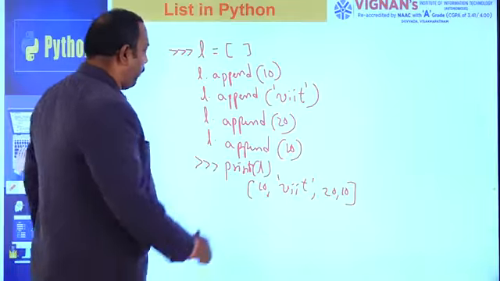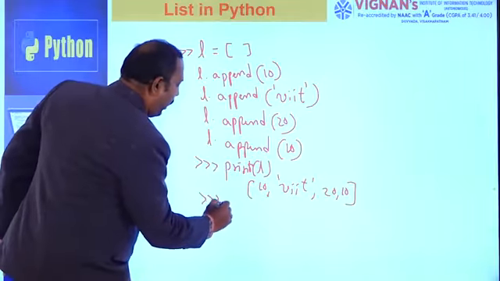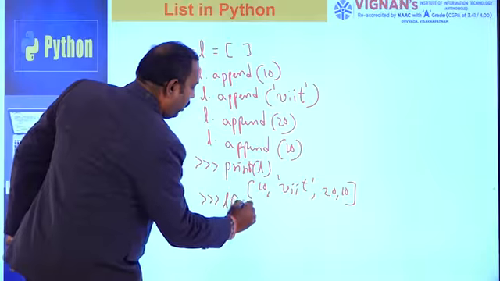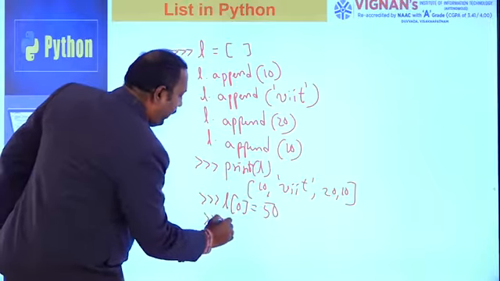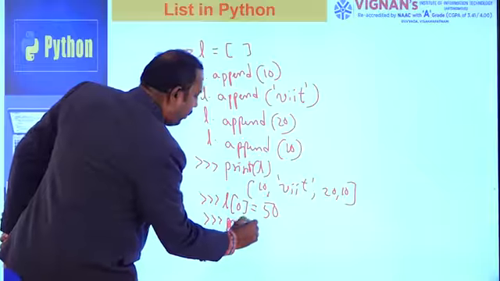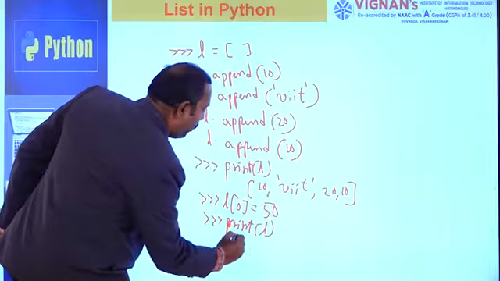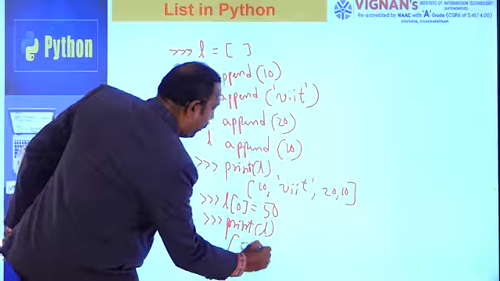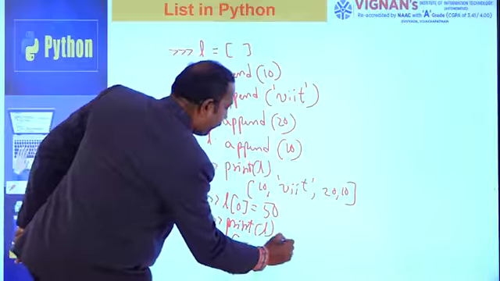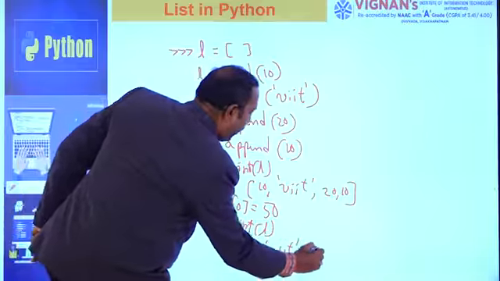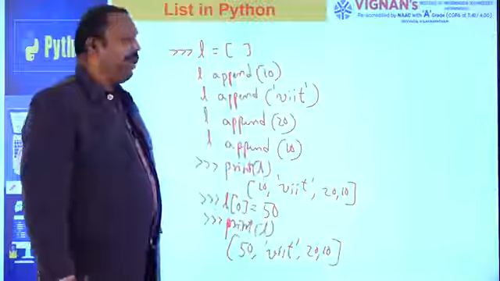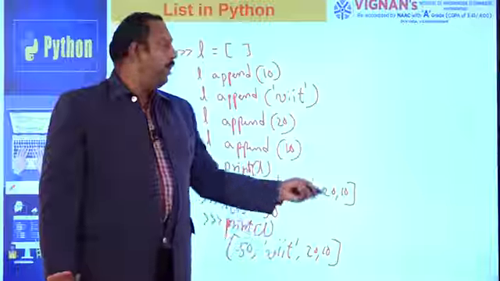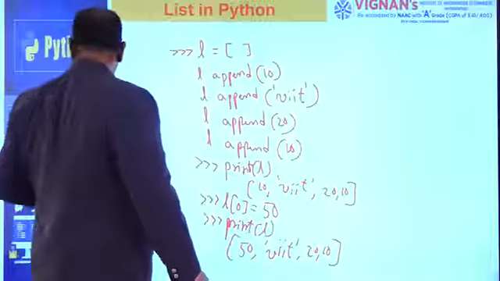That's why index will play a key role here. Suppose I want to modify the first element, then you have to use L[0] = 50. I have written that, then I will write print(L). What is the output you will get? 50, VAIT, 20, 10. So based on the index, we are modifying the values. That's why index will play a key role here.